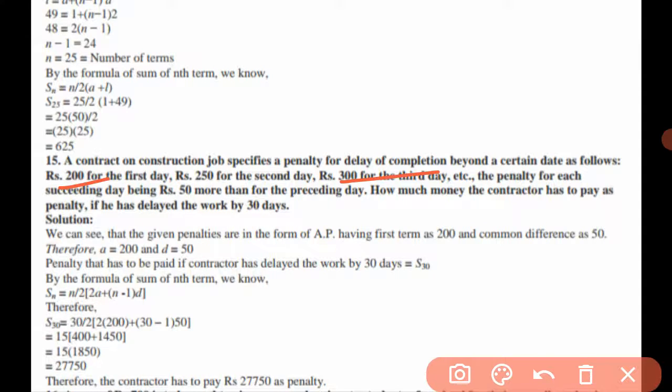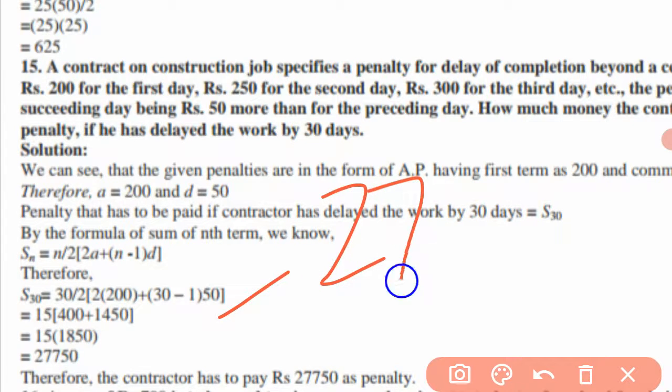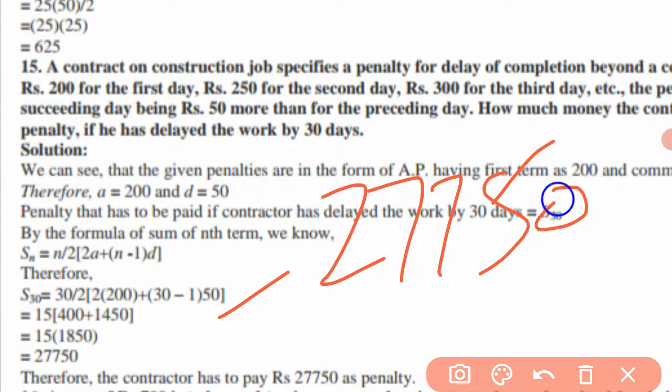So here a will be equal to 200 and the value of d will be equal to 50. Now we have to find Sn, where Sn means S30. So the value of n will be equal to 30. Now here Sn equals n upon 2 into 2a plus n minus 1 into d. Therefore S30 will be equal to 27750. So 27750 will be the correct answer.